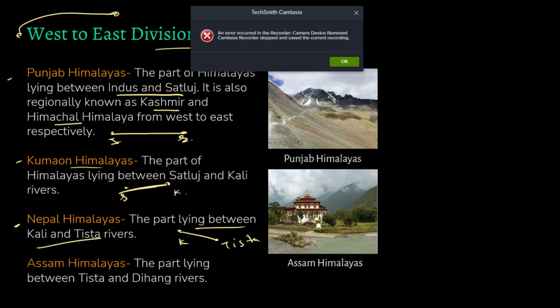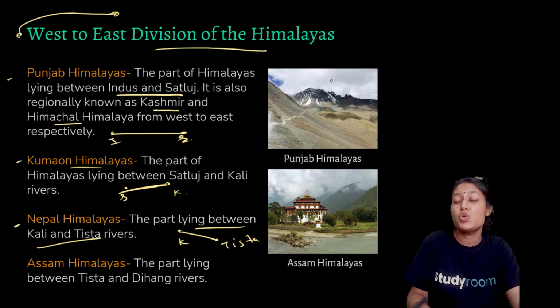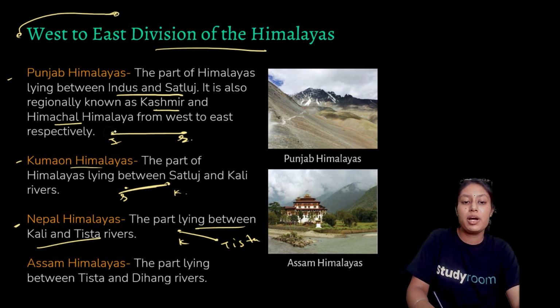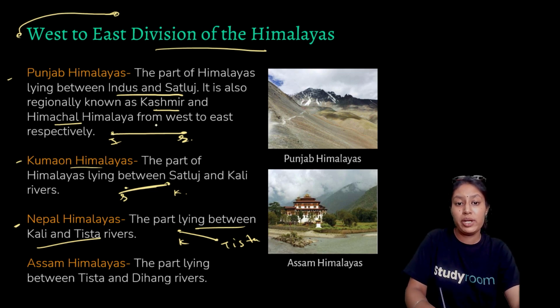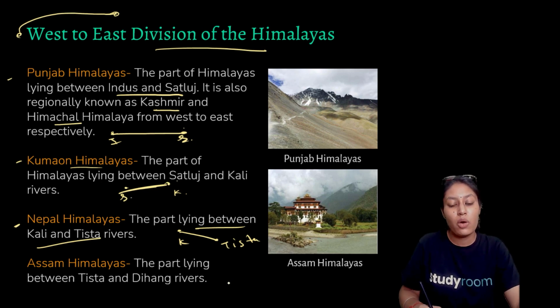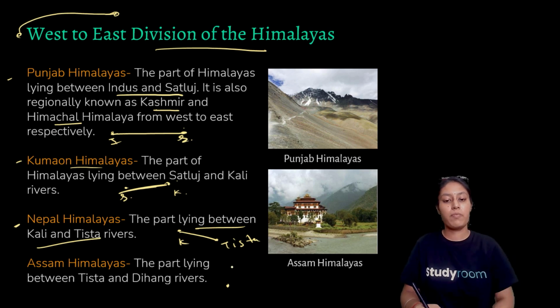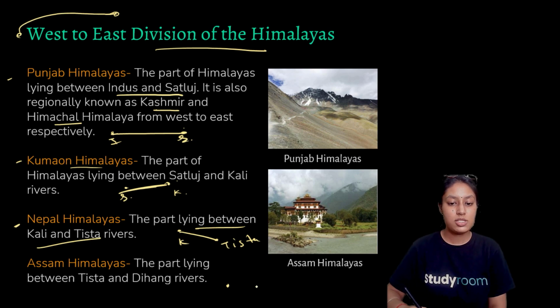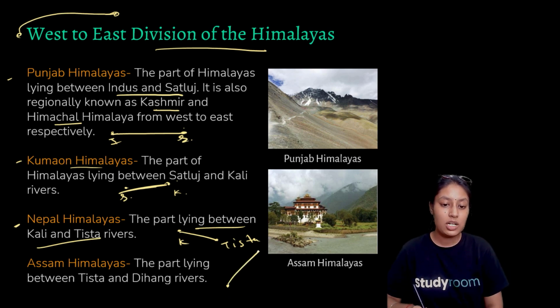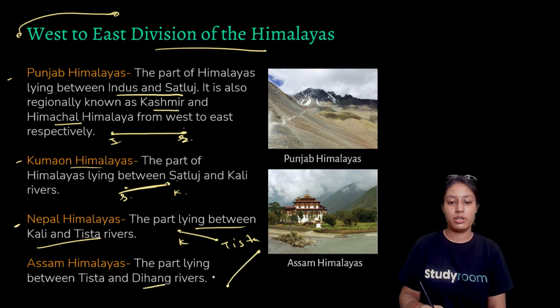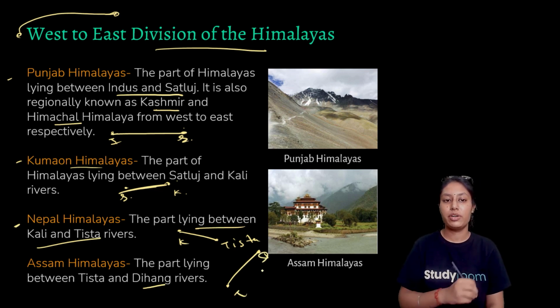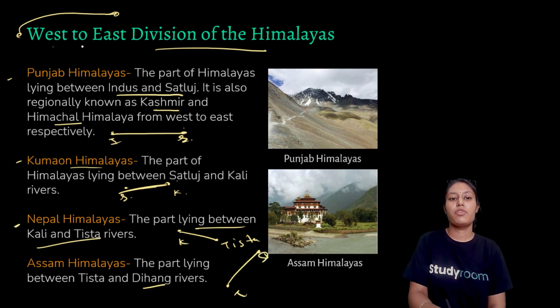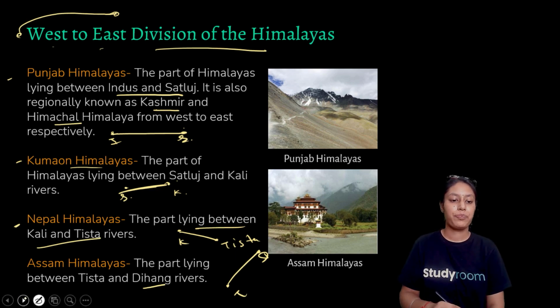See, we are moving towards the eastern side. We started from the Indus, which is in the west, and now we are moving east. It was the Indus, then Indus to Satluj, Satluj to Kali, and Kali to Tista. Now we have arrived in the eastern side, which is the Assam Himalayas, from Tista to the Dihang River. That's how the division goes from west to east.